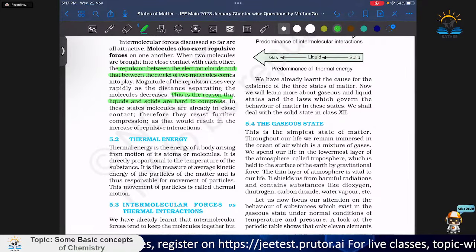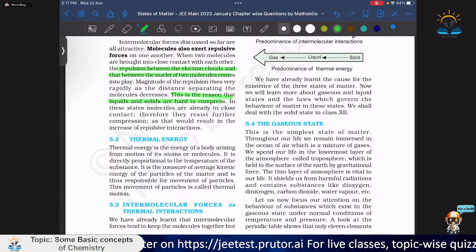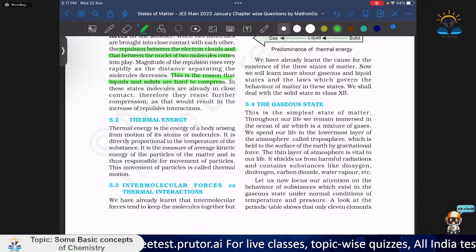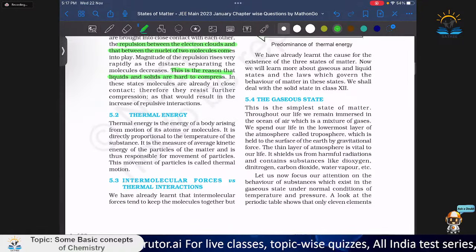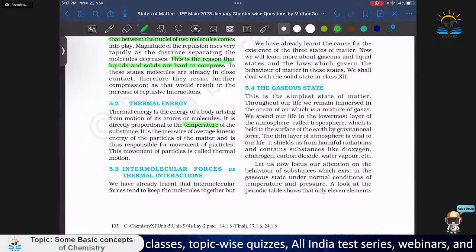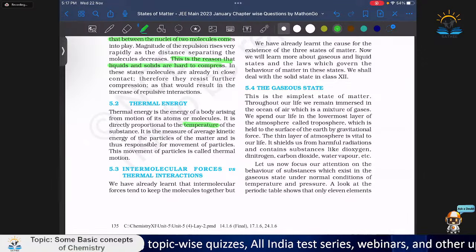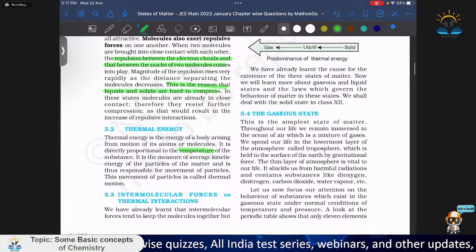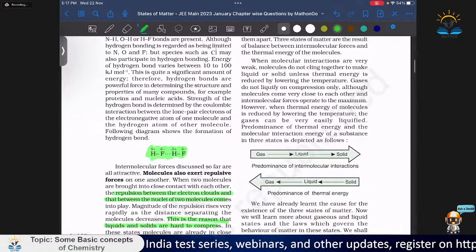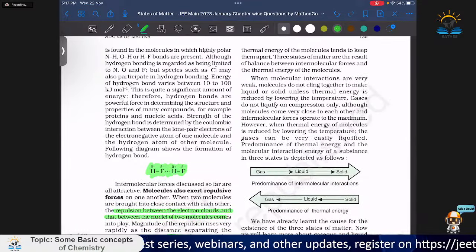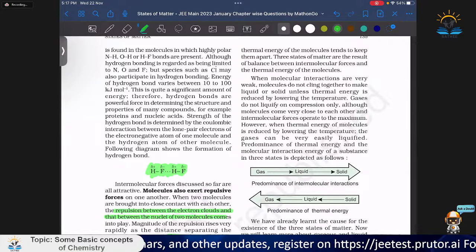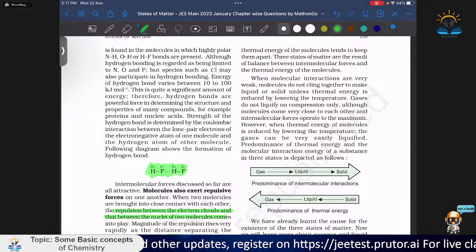Next, we move on to thermal energy. Thermal energy is the energy of a body arising from motion of its atoms or molecules. It is directly proportional to the temperature, right? So thermal energy is proportional to the temperature of a substance. Now, intermolecular forces versus thermal interaction. So these are two opposite interactions. If thermal energy is more, then intermolecular forces will be overcome by the thermal forces.